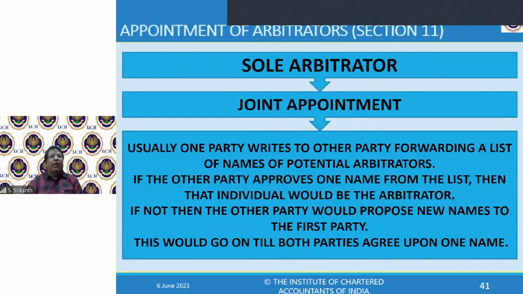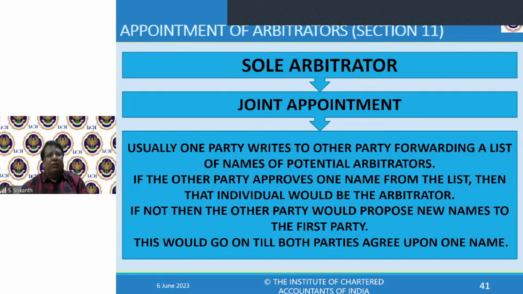Okay, sole arbitrator. Joint appointment means single arbitrator joint appointment. Very difficult. 1 man, both should agree. Usually one party writes to the other forwarding a list of names of potential arbitrators. Out of that, 1 name is selected. Then that individual will be the arbitrator. Instead of giving 1 and saying so and so only, give 3 names, 5 names, select 1.